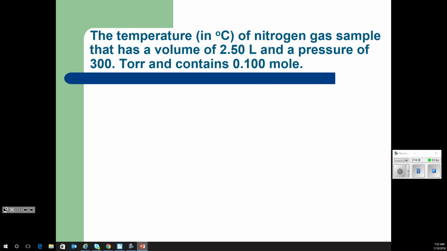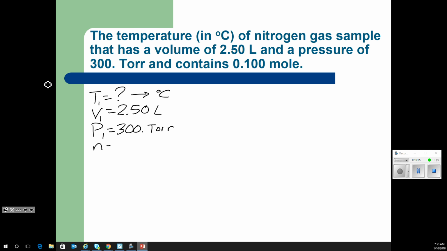We got another one, temperature in degrees Celsius. So this time we want temperature, but we want it in degrees Celsius. So I'm going to have to calculate it for Kelvin and then subtract the 273. It has a volume of 2.50 liters, this temperature one, volume one. It has a pressure of 300 torr and contains moles, so this tells me I'm going to be in PV equals nRT still.